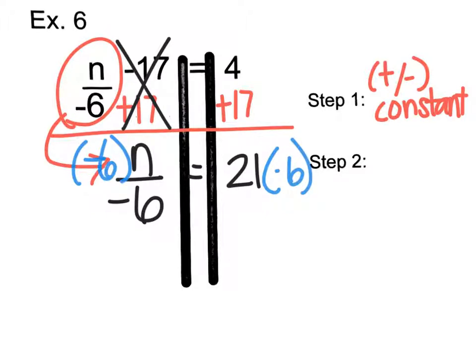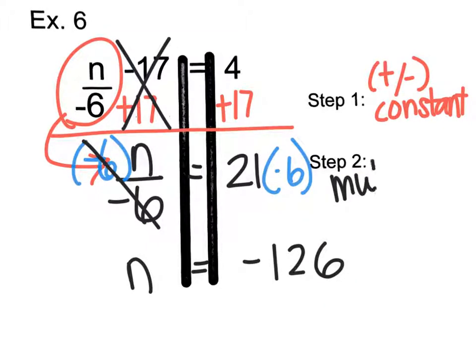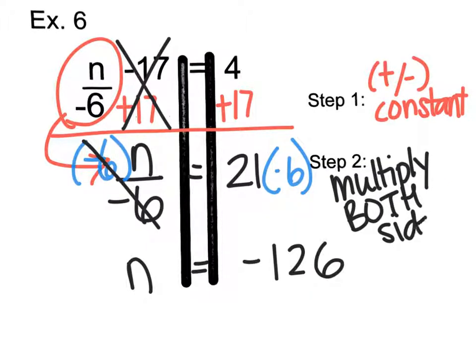Okay? So when I multiply both sides by negative 6, on the left, it cancels out. 21 times negative 6 gives me a... is it 126? All right. So our step 2, again, I'm going to write this, was to multiply both sides by the denominator.